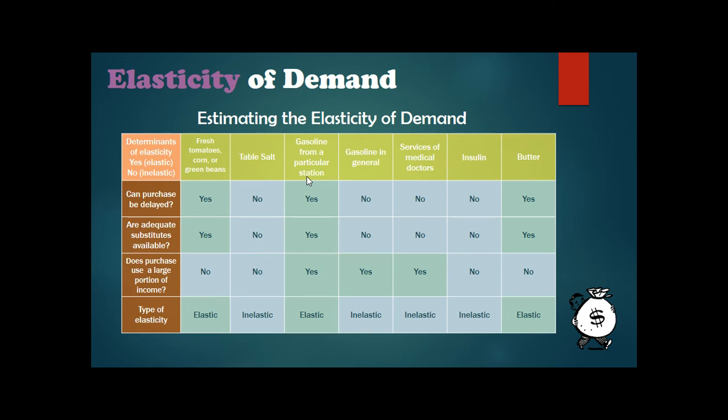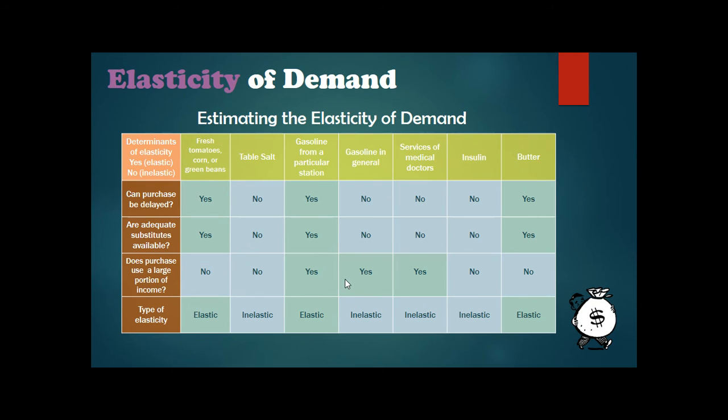Gasoline from a particular station, can the purchase be delayed? Yes, it can, right? You can go across the street to the other station. But let's compare that to gasoline in general. Can the purchase of gas be delayed? Well, if you're running on E, you're running on E. You might as well get gas. Okay. Are adequate substitutes available? Substitutes to gas from a particular station? Yes. You can go to any other station. Gas in general? Nope. Your car's low. You got to get gas.